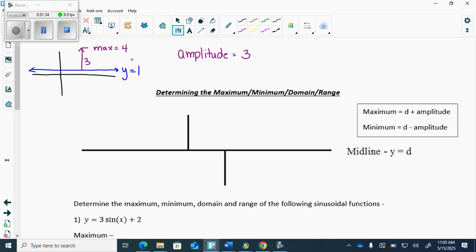And then if my midline is 1 and my amplitude is 3, what is my minimum? Close. Negative.